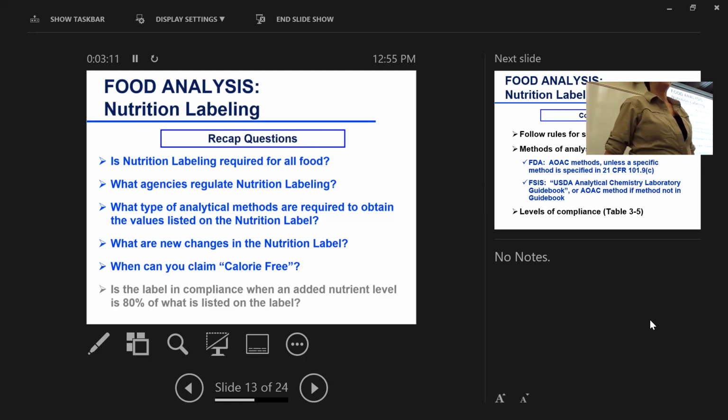When can you claim calorie free? I know I told you you don't have to remember these values, but this, for example, is nice to remember. Michael. Less than 5. Yes. Less than 5 calories, you can claim calorie free or 0 calories because it's rounded to 0. I know I told you you don't have to learn rounding rules. It's just FYI. You won't see that in a test.